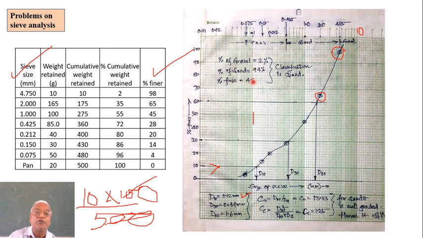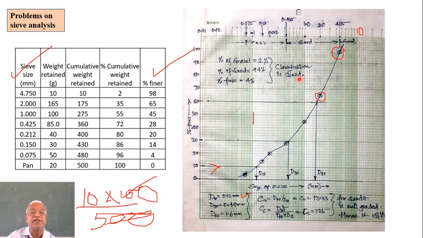So 2 and 4, 6 gone. In between 0.075 and 4.75 is the whole range of sand. So what is the percentage? Obviously 100 minus 2 minus 4, that is 94% is the percentage of sand. So looking at the percentage of sand, we can say that the whole soil is coarse grained soil and it is sand.